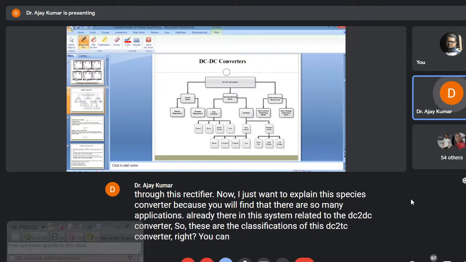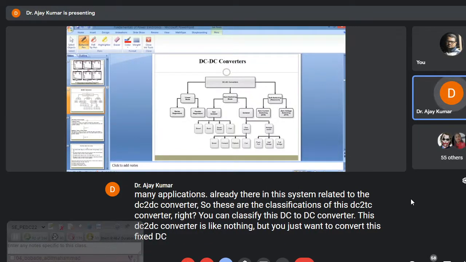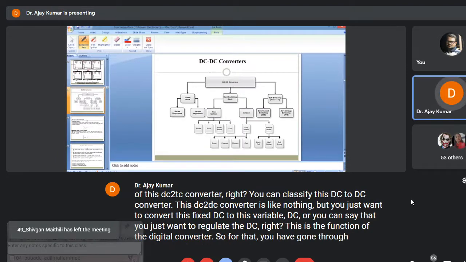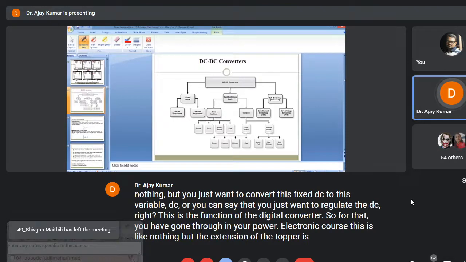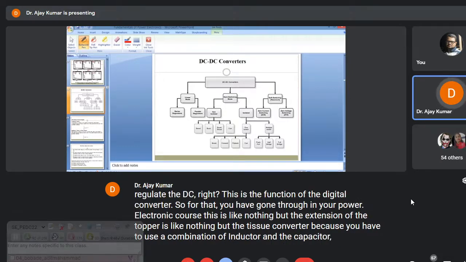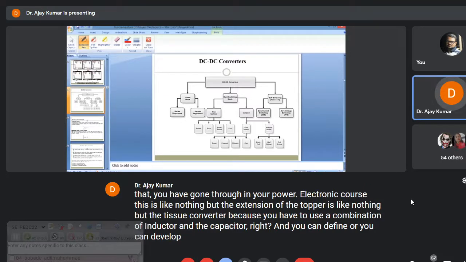You can classify this DC to DC converter. A DC to DC converter is nothing but converting a fixed DC to a variable DC, or you can say you just want to regulate the DC, right? This is the function of the DC to DC converter. The chopper that you have gone through in your power electronics course is nothing but a basic form, and the extension of the chopper is the DC to DC converter, because you have to use a combination of inductor and capacitor, right? And you can develop different configurations for these DC to DC converters, correct?